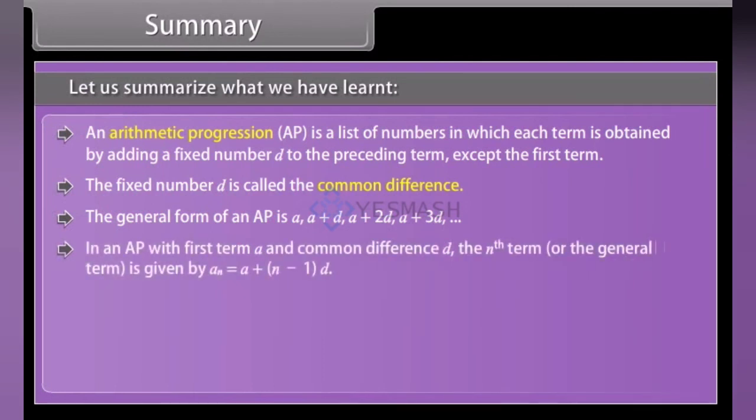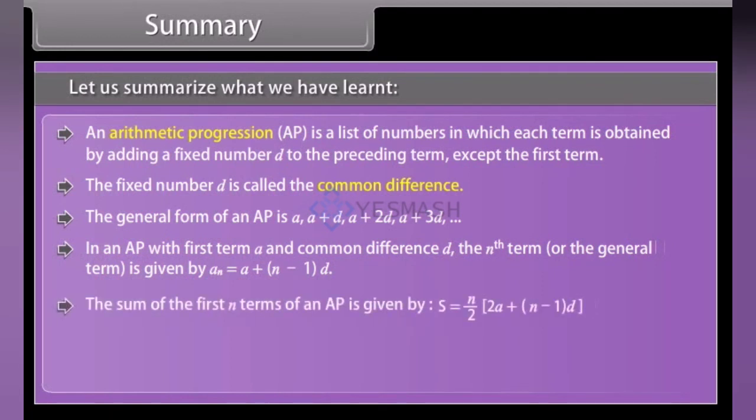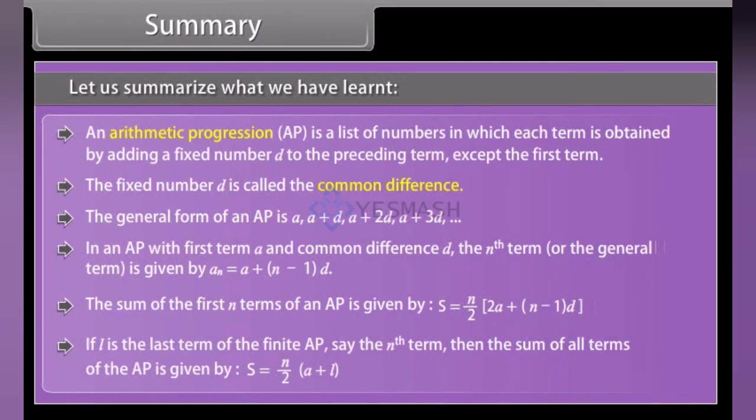In an AP with first term A and common difference D, the nth term, or the general term, is given by an is equal to A plus (n minus 1) into D. The sum of the first n terms of an AP is given by S is equal to n upon 2 into (2A plus (n minus 1) into D). If L is the last term of the finite AP, say the nth term, then the sum of all terms of the AP is given by S is equal to n upon 2 into (A plus L).